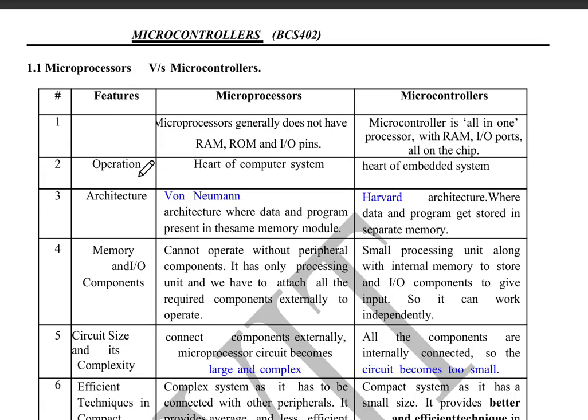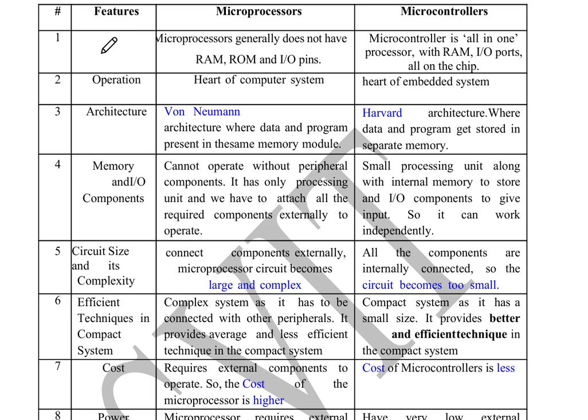Now let us look into the differences. First difference, definition. Microprocessors generally do not have RAM, ROM, and input output pins, whereas a microcontroller is an all-in-one processor because it has RAM, ROM, and input output ports all on the chip. And operation. A microprocessor performs as the heart of the computer system, whereas a microcontroller acts as the heart of an embedded system.